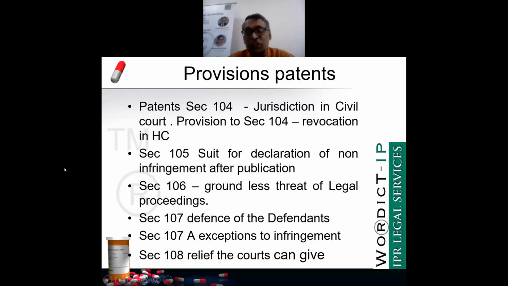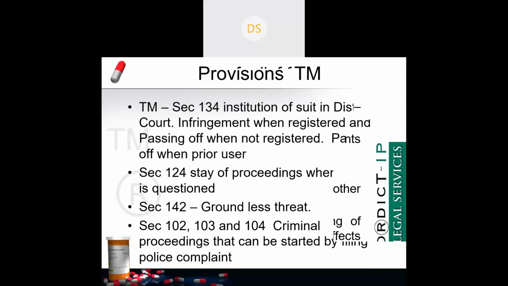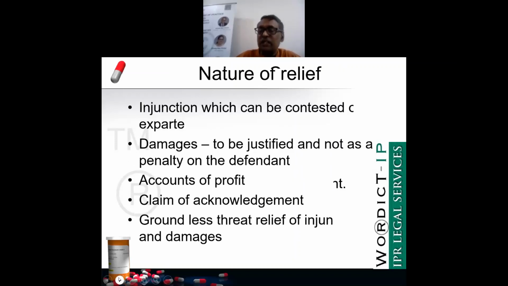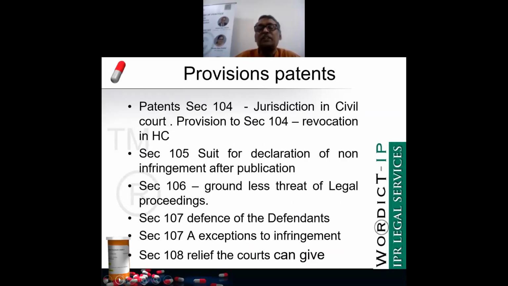If you read 107A, 107A is a clear exception to the infringement which says that I can manufacture, I'm repeating, I can manufacture the patented drug, but in small quantities and not commercial quantities. That quantity shall be used only for research and development or for improving any other product. It shall not be for a commercial use. So I can manufacture the patented drug in my factory, but it shall be only for the purpose of research and nothing more.